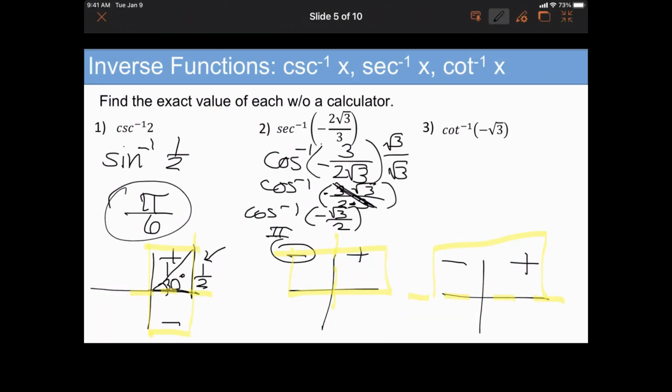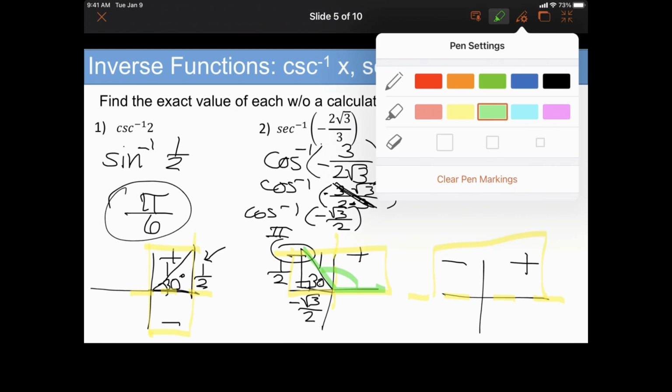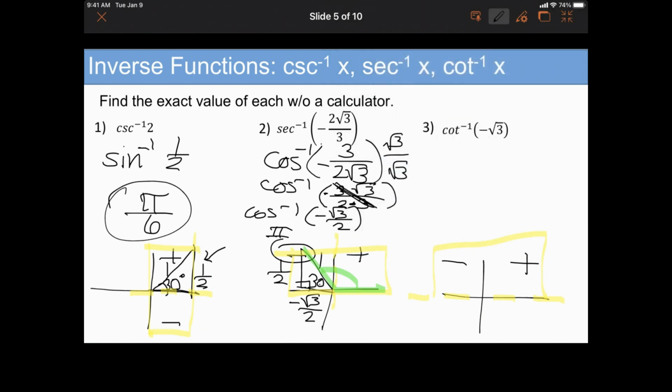So second quadrant. So it's negative root 3 over here, right? Adjacent over hypotenuse. So this is going to be half, and then this is 1, so this is 30. But our angle is here. Okay. Terminates in the second quadrant. So that is going to be 5 pi over 6.